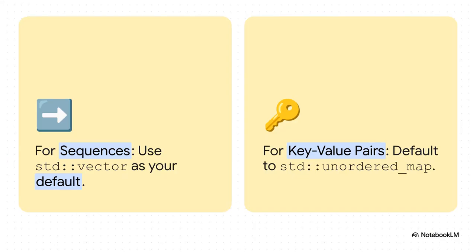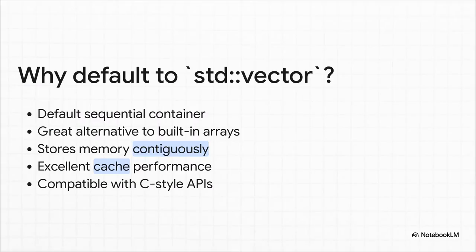For anything that's a sequence of things where you care about the order and position, your go-to, your default, should be std::vector. And for anything that's a lookup, like a dictionary, where you use a key to find a value, your default is std::unordered_map. That's it. Start there.